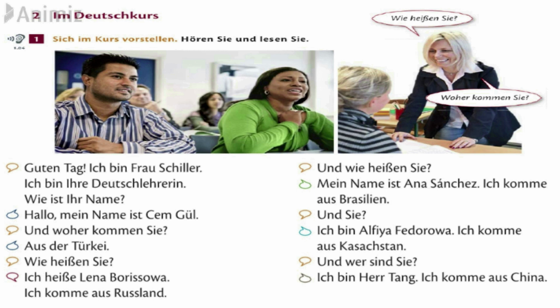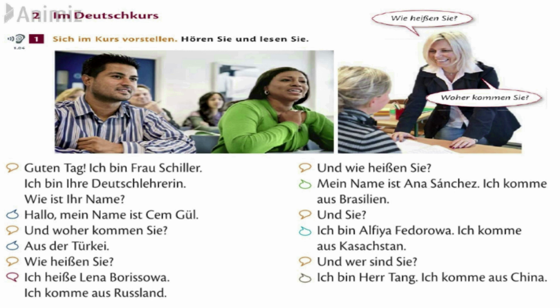Hello, my name is Cem Gül. Und woher kommen Sie? And where do you come from? Aus der Türkei. I come from Turkey. Wie heißen Sie? How do you call yourself and what is your name? You can say both. Ich heiße Lena Borisova. I am called Lena Borisova. Ich komme aus Russland. I come from Russia. Und wie heißen Sie? And what is your name? And how do you call yourself?